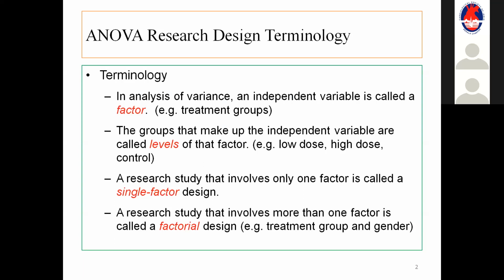Okay. So that is what we call the levels of factors. In the normal case, we will not see different levels of factors; we will see independent number of factors in the analysis. A research study that involves only one factor is called a single factor design, and a research study that involves more than one factor is called a factorial design.